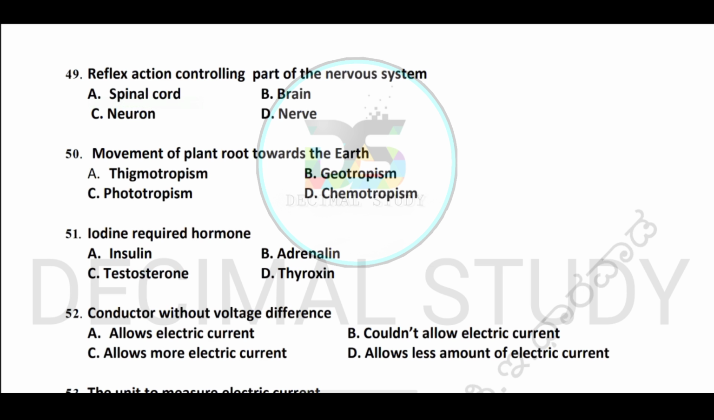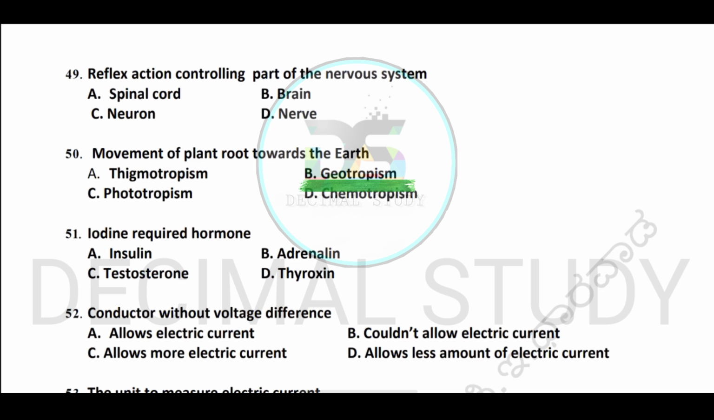Question number 50. Movement of plant roots towards the earth. Options: stigmotropism, geotropism, phototropism, chemotropism. The right answer is option B, geotropism.